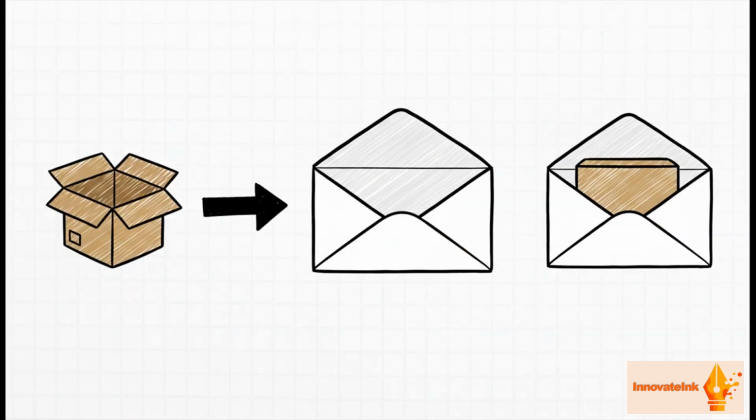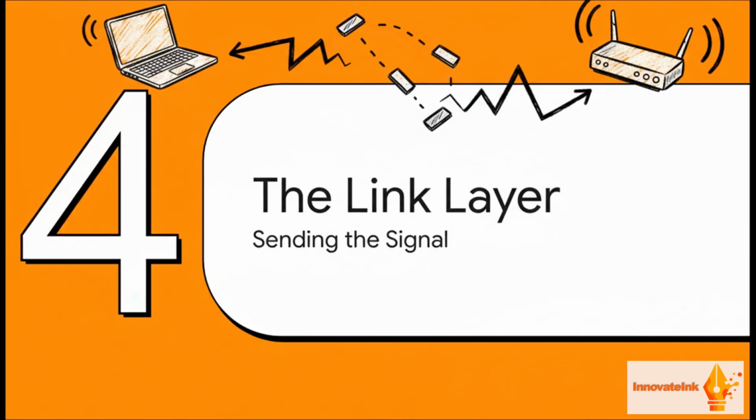So now our secure box, the TCP segment, is put inside a mailing envelope that has the full address on it, the IP header. This complete unit, ready for its global journey, is now officially called a packet. Okay, our packet is addressed and it's ready to cross the world. But how does it make that very first hop? You know, from your laptop just to your Wi-Fi router sitting a few feet away.